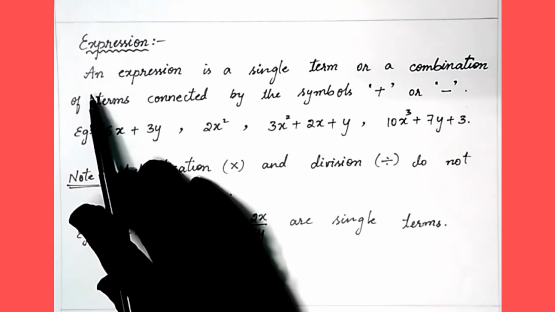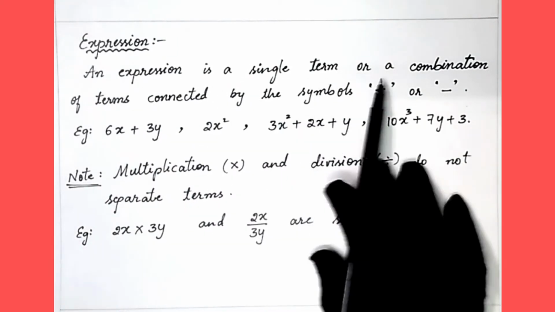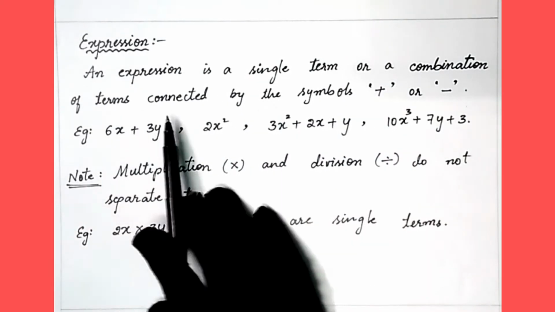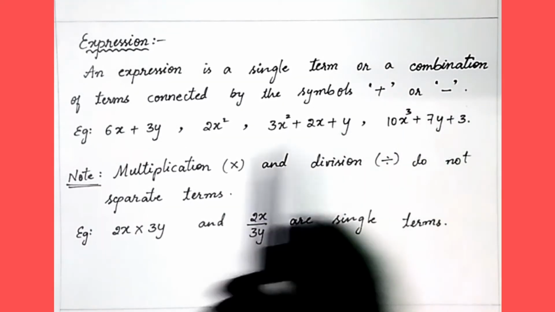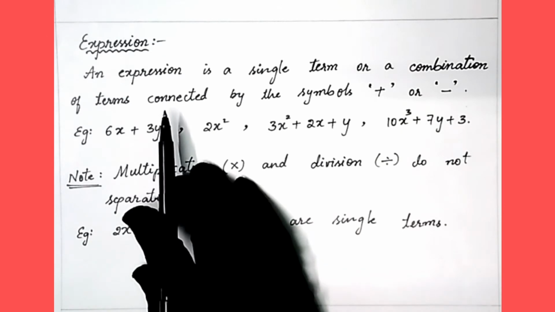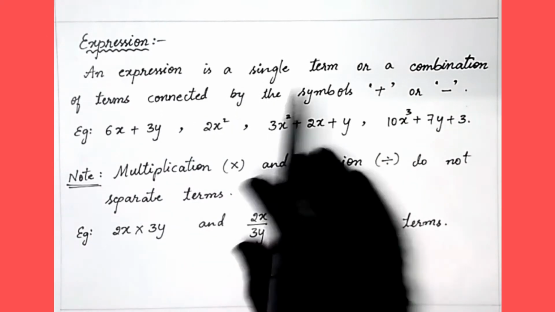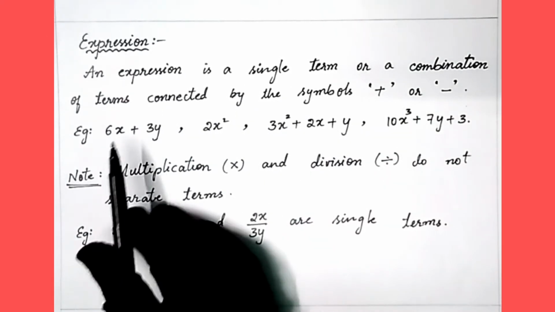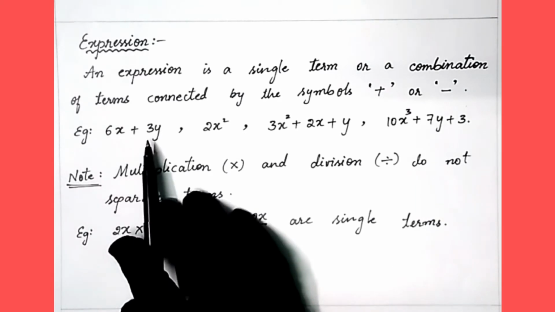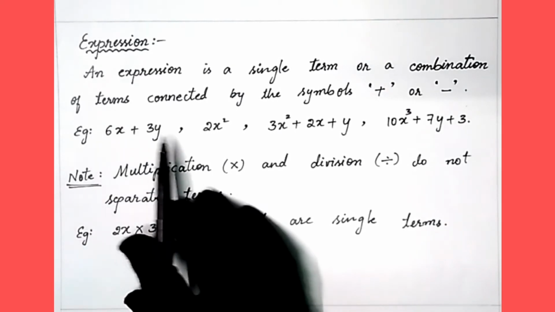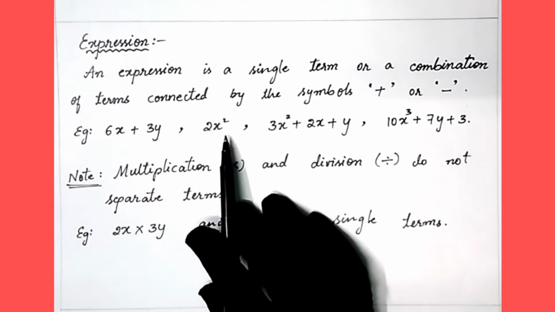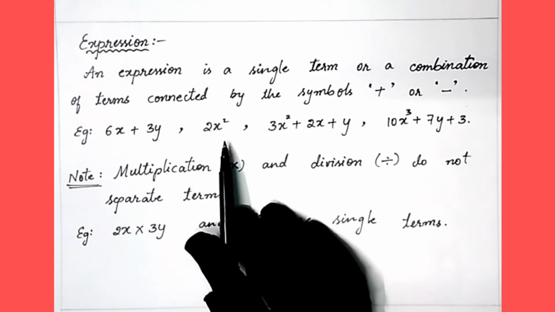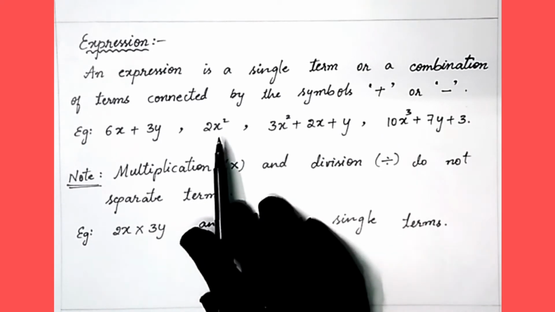Expression. An expression is a single term or a combination of terms connected by the symbols plus or minus. So, what is an expression? An expression can be a single term or it can be a combination of terms, like 6x plus 3y. These are the two terms. So, this is an expression. 2x^2. This is a single term. It is also an expression.